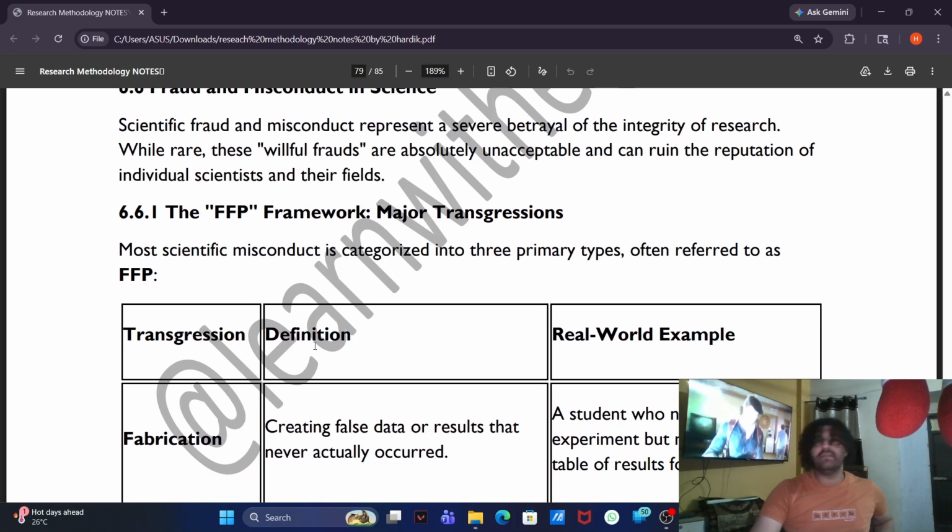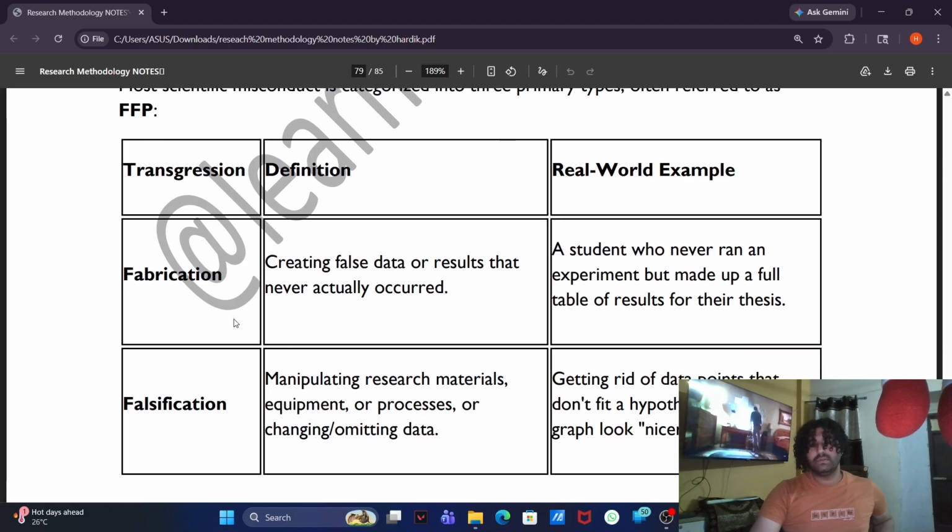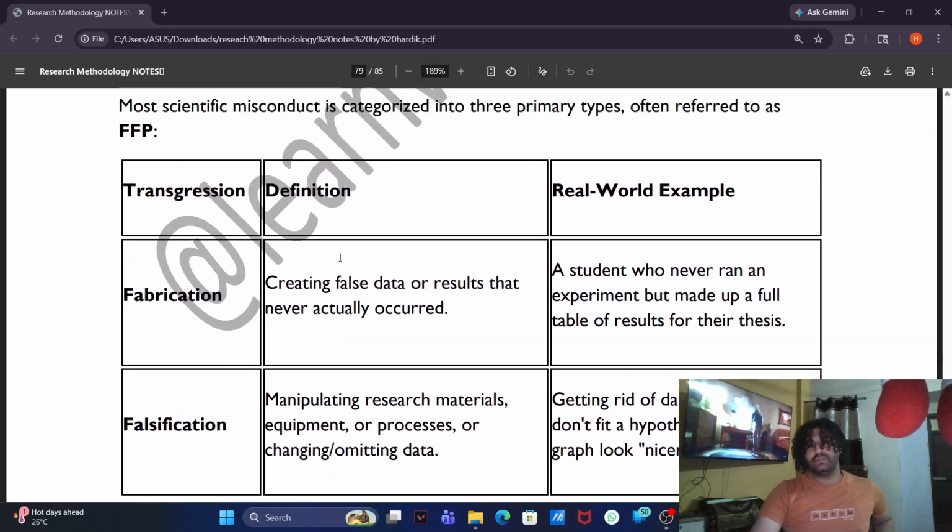The FFP framework, major transgressions. Most scientific misconduct is categorized into three primary types, often referred to as FFP: fabrication, falsification, and plagiarism. Let's go through them. Fabrication. Its definition: creating false data or results that never actually occurred.